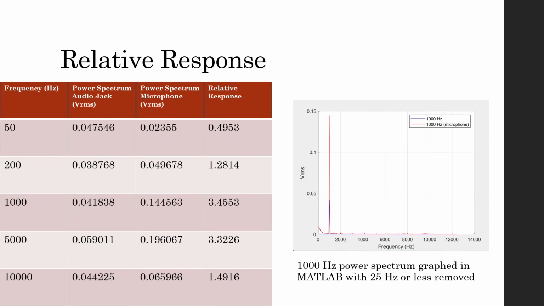The relative response, which can be seen here in the different tables, is comparing the microphone and audio jack by dividing the microphone power spectrum VRMS by the audio jack. And you can then scale this to the current data that you actually get through the microphone to make sure that it is accurate.